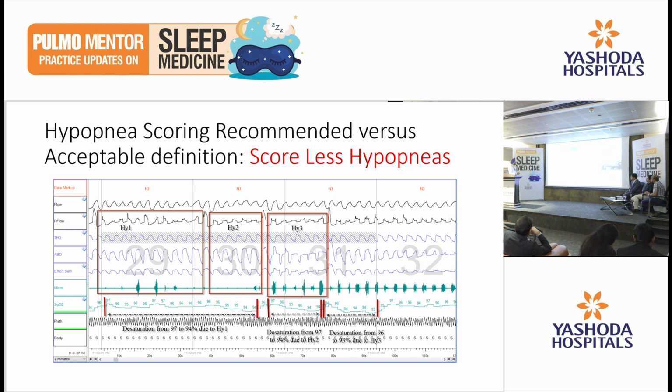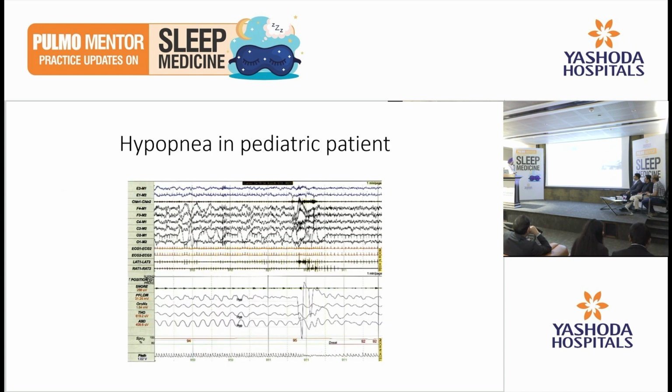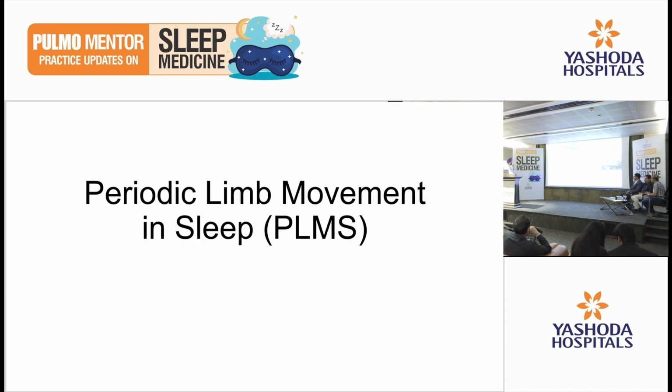In hypopnea scoring, nowadays they say to differentiate between obstructive versus central hypopneas. So if you see this hypopnea, during this duration, snoring is present. If snoring is present during the hypopnea event, we score it as obstructive hypopnea. For hypopnea in pediatric patients, there is only one definition, the recommended definition. There is no acceptable definition in the pediatric patient population.